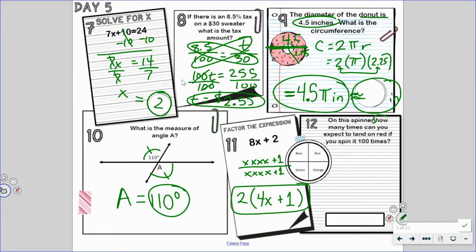On the spinner, how many times would you expect to land on a red if you spun it 100 times? Well, first of all, we see that red is a fourth of that spinner. So 25% of 100, 1/4 of 100, well, you guessed it. Now listen, this is not going to be exact, right? Probability does not mean certainty. So you spin that, it's going to be close to 25. It might not be exact, but that's okay. That's day 5, ladies and gents.